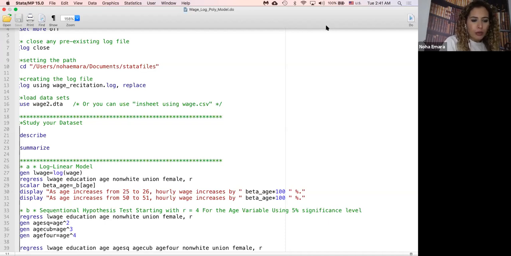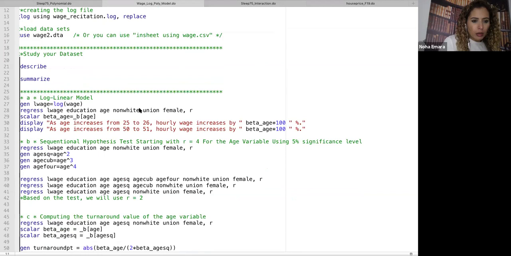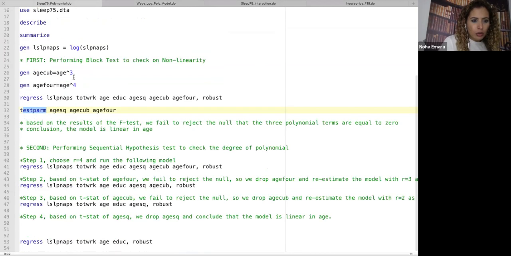I'll leave the do file open here for you on the sequential test. Let me show you this one. So this one, you have the sequential test, performing a sequential test and performing the block test. Leave this open here. For the turnaround point, you can compute it by hand and just give me a number. Okay, so I'll be back in 10 minutes.